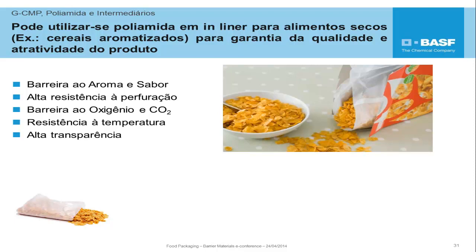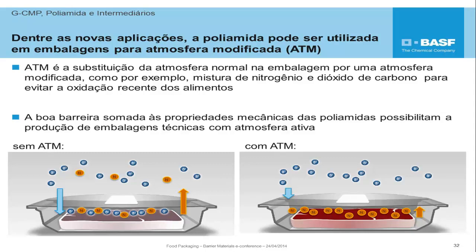Also as coatings for paper, for the purpose of protection from solvents or oils. It is something that is being studied in Europe. Slide 32. Another application that has grown is the use of polyamide products in modified atmosphere packaging.